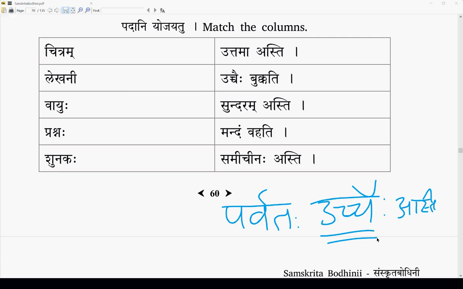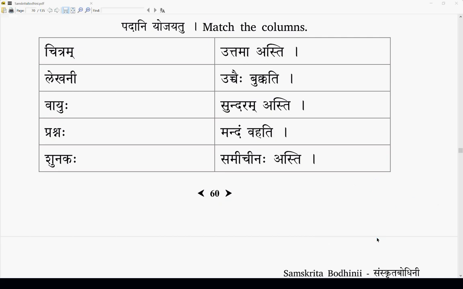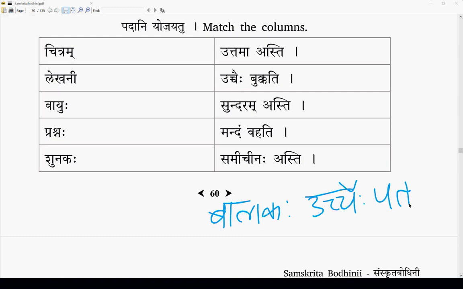So this is a fixed form. So another example I'll give you. Balakaha Uchchaihi patati. Means he is falling from something, some high altitude, from height. So here also you see this is fixed.